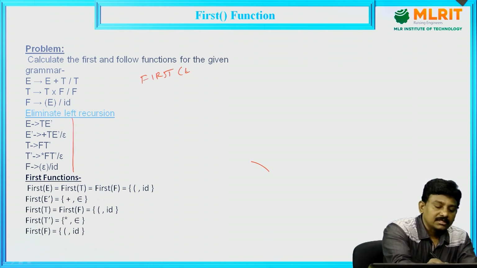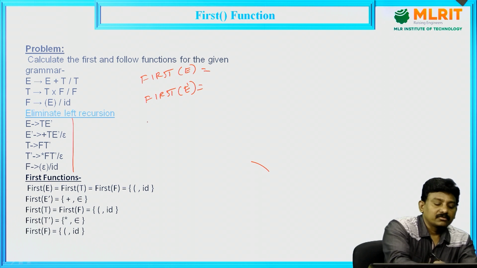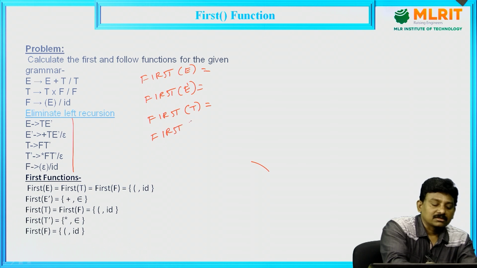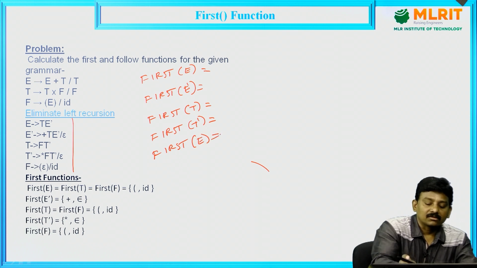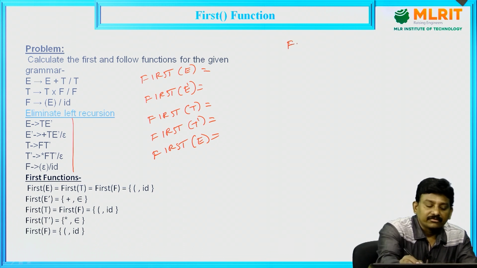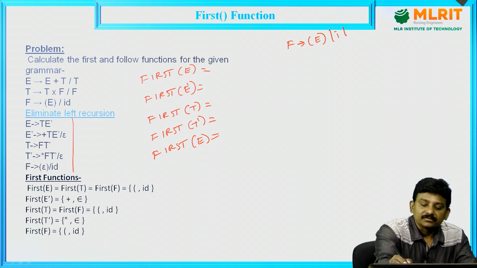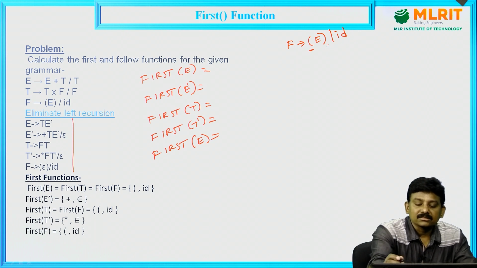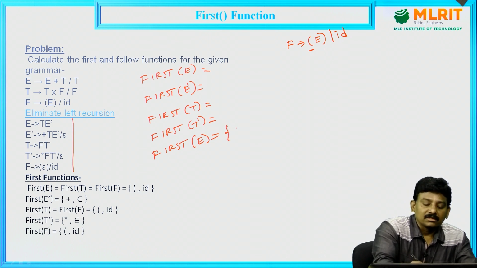We have to calculate first of E, first of E dash, first of T, first of T dash, first of F. You need to calculate all these functions. First of F: F derives (E) or ID. Left parenthesis is a terminal symbol, so first of F includes left parenthesis. Another rule, F derives ID, ID is a terminal. So first of F is left parenthesis and ID.